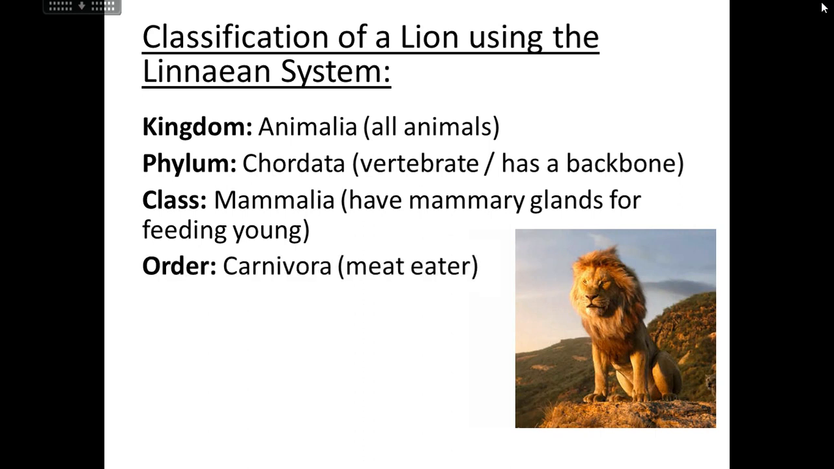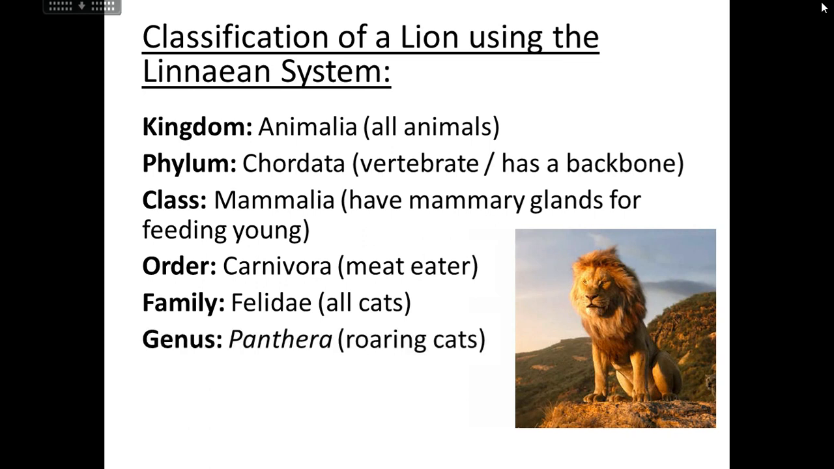Then its order is the Carnivora, so it's a meat eater. So if it was a mammal with a backbone and also an animal, but it wasn't a meat eater, it would be in a completely different order. If it's a herbivore, for example, it would not be in the same order as the lion. Its family is the cat, so any type of cat will fall into the Felidae family. That includes tigers, panthers, all that sort of stuff. And then its genus is the Panthera. These are cats that roar, so ones that make a lot of noise. You've got other cats that make zero noise at all, and they're probably ones that need to rely on stealth. And then you've got the species Leo, which shows that it's a lion.